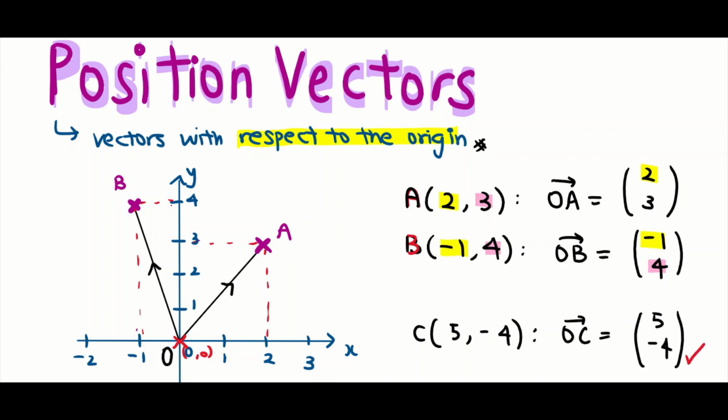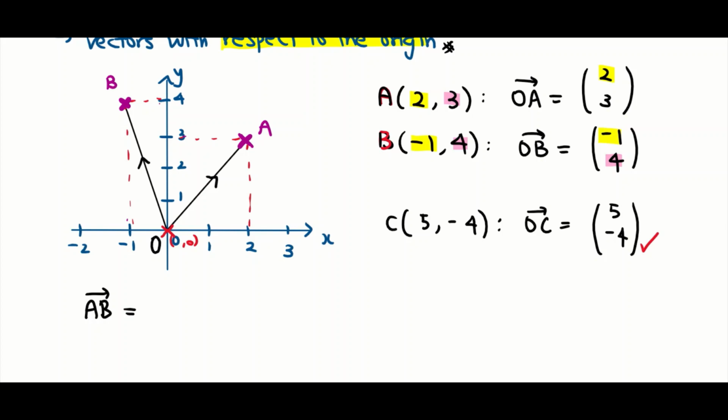Understand? I will pose a question to you. Can you find AB without drawing, without using the grid? How do I use OA and OB to find my AB? So if I want to find AB, can I go back to origin first? I go from A to O, then I go from origin to B. Question, can I switch from AO to OA? If I switch, what must I include? Negative, very good.